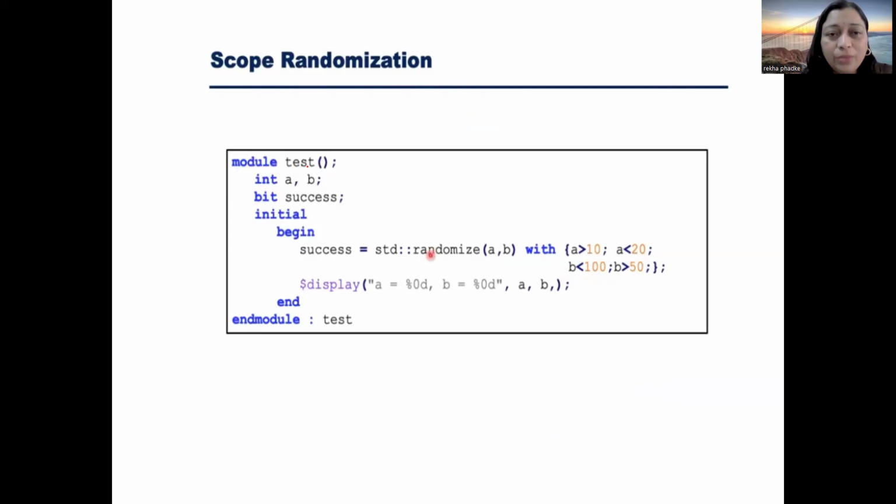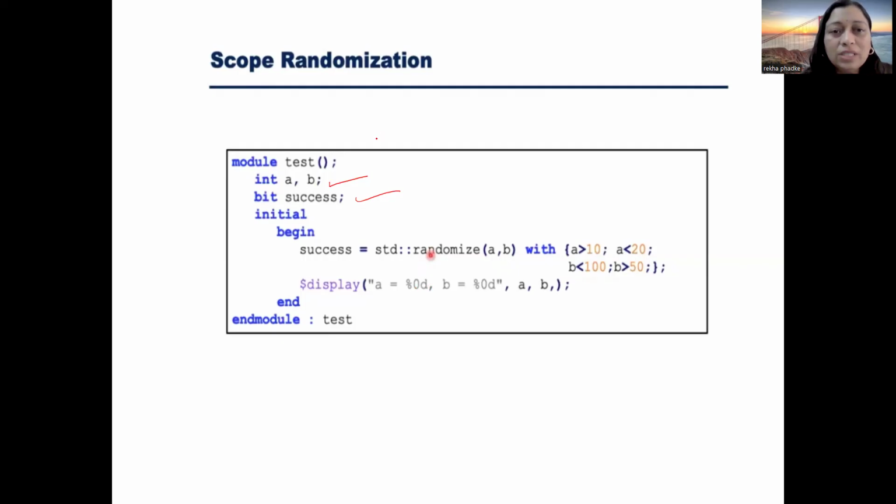So for example here, module test, a, b, bit success. Now these are not inside the class. These are not variables inside the class, and they are not rand or randc now, but they're just inside a module. Now, when you want to randomize a and b, you use this scope randomization syntax, std scope resolution randomize of a comma b. And what is the condition I'm putting? a should be between 10 to 20 and b should be between 50 to 100. That is what I've put as my constraint. And then I'm displaying the value that gets randomized.